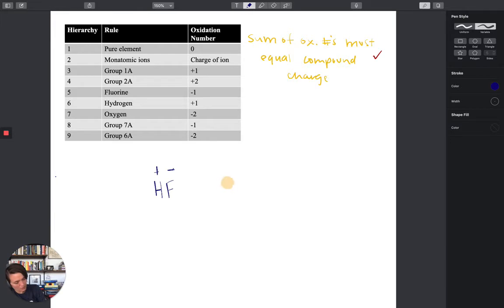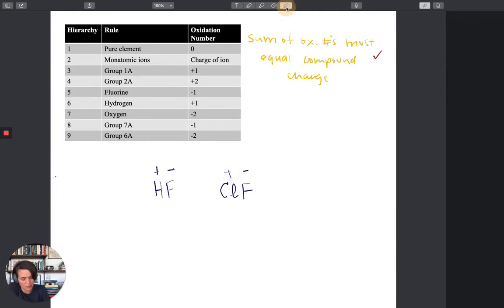Let's do another one. So this is a kind of weird one. Fluorine here would be negative, which means chlorine has to be positive. We don't think of chlorine as typically being an electron donor, right? Because it is very electronegative, but fluorine is more electronegative than chlorine, and it will strip that chlorine.